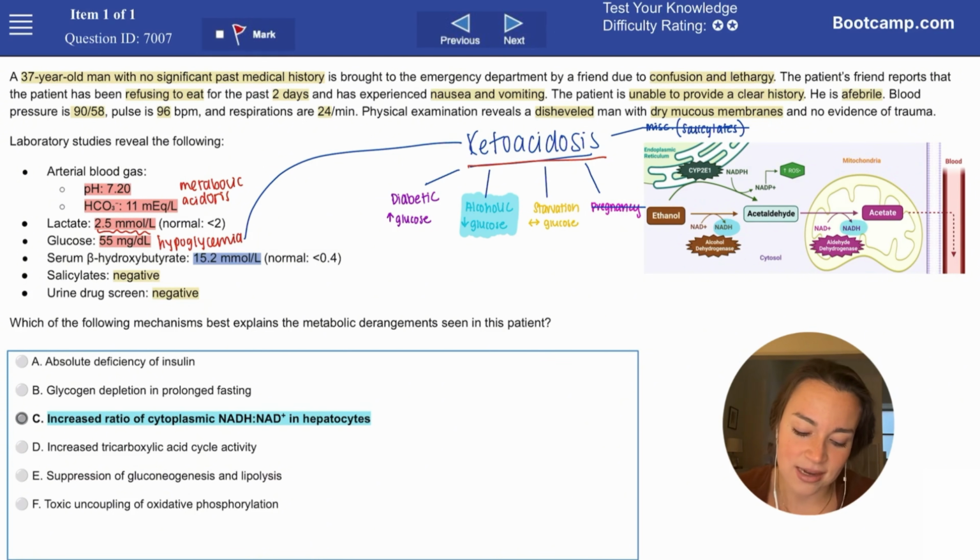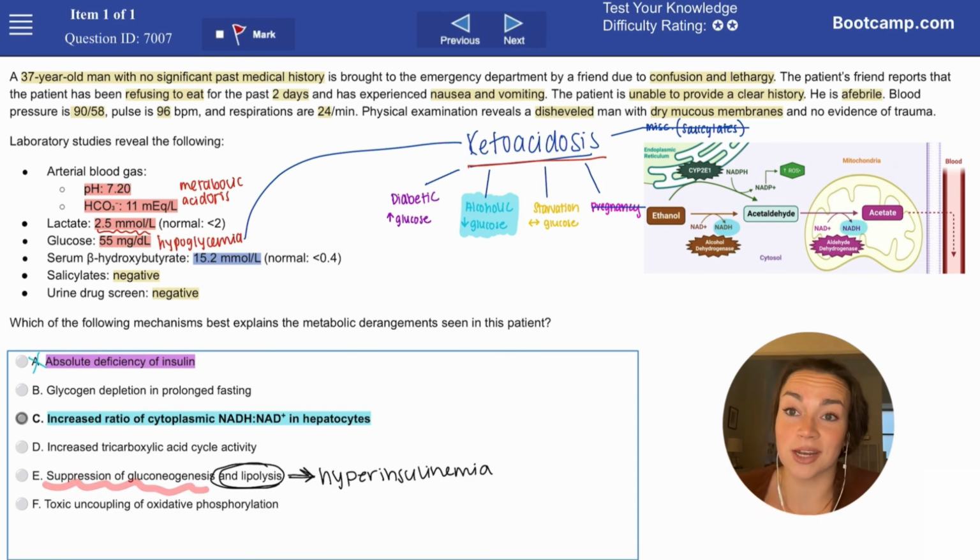Answer choice A, an absolute deficiency of insulin, would be representative of diabetic ketoacidosis. In DKA, we see hyperglycemia, not hypoglycemia. The deficiency of insulin means we can't bring serum glucose into the cells. So instead, it just floats out around in the serum. So the opposite of answer choice A would be hyperinsulinemia, or too much insulin. And that's actually represented by answer choice E here.